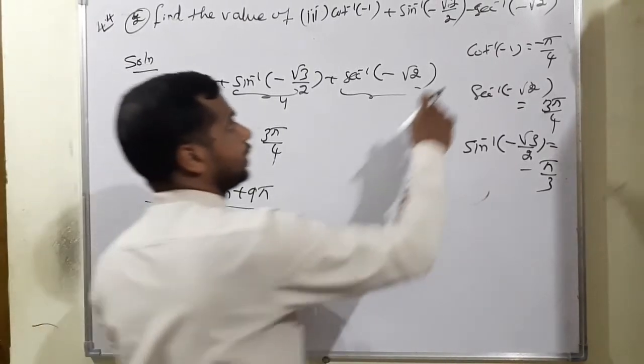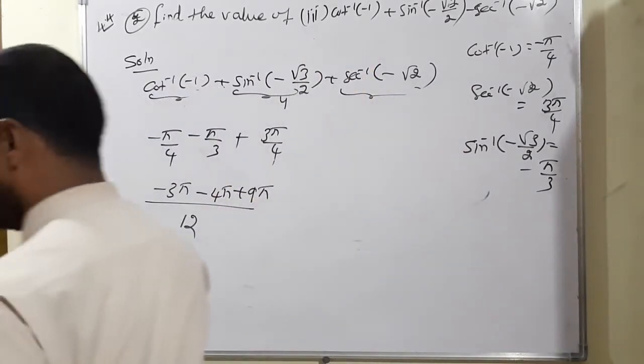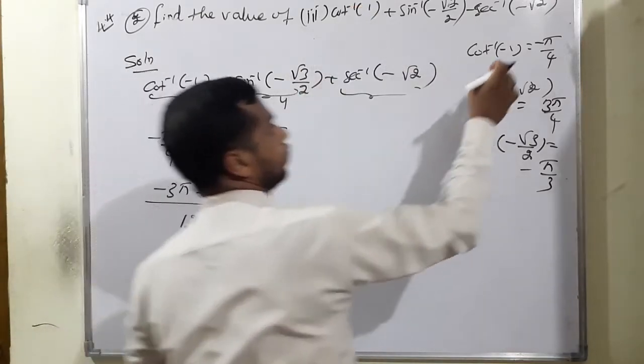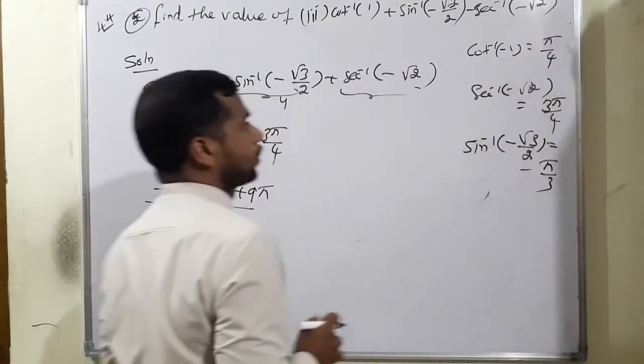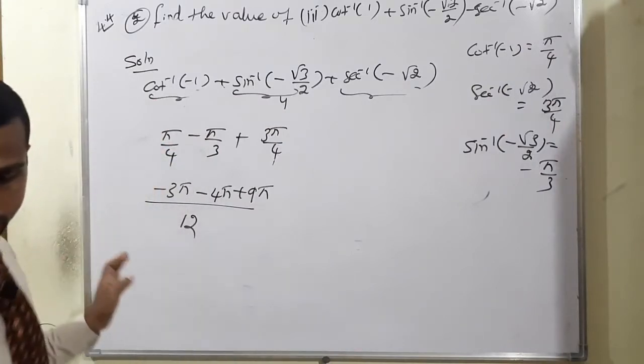sorry my dear, actually this is positive one. Cot inverse of, in your book actually, is positive 1. This is my mistake, a careless mistake. This is positive 1, which means surely we can say this is positive pi by 4. So here also we can write positive pi by 4. Now we can check it.